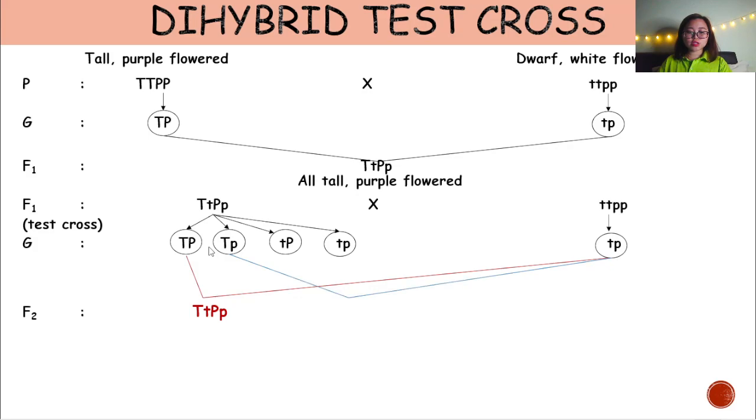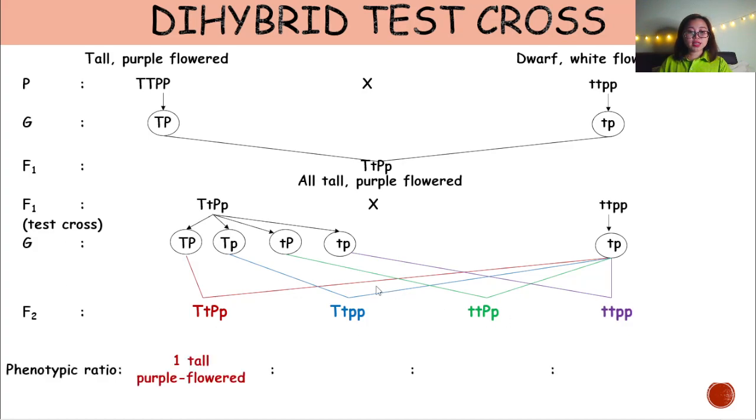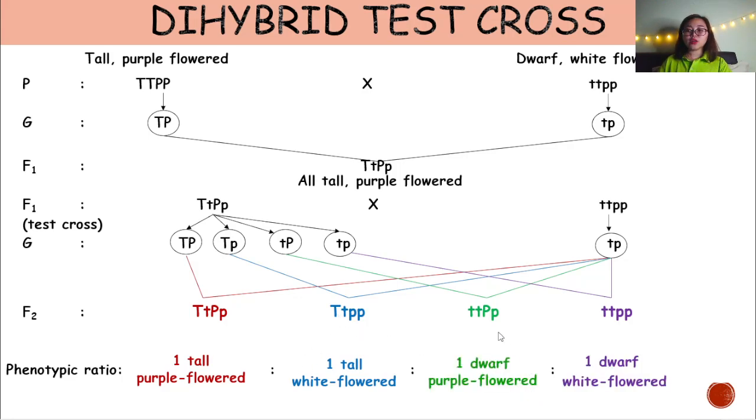This one you can do a cross because it is still simple. You can also do a Punnett square. These are the genotypes you will get. And these are the phenotypes. You will get 1 ratio tall purple flower, 1 ratio tall white flower, 1 ratio dwarf purple flower, and 1 ratio dwarf white flowered. Okay, so if you can see, if it's heterozygous, it will get 1 to 1 to 1 to 1 ratio. Okay, so based on that, you will know whether the original plant is homozygous or heterozygous.